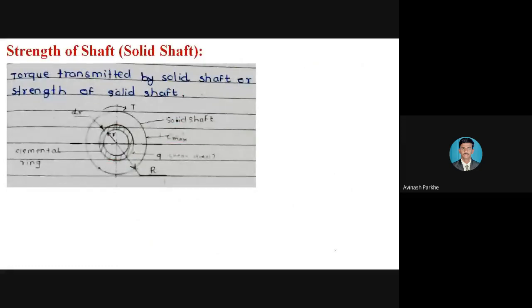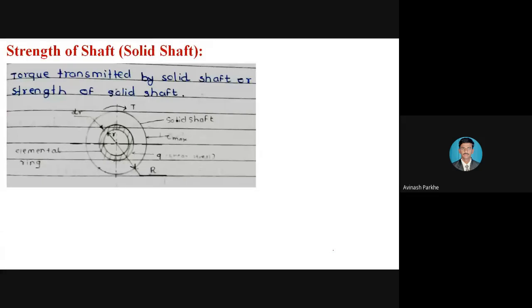Now here we are going to discuss two important theoretical parts. Strength of the shaft. What is meant by the strength of the shaft? When can we say that the strength of a particular shaft is very high?